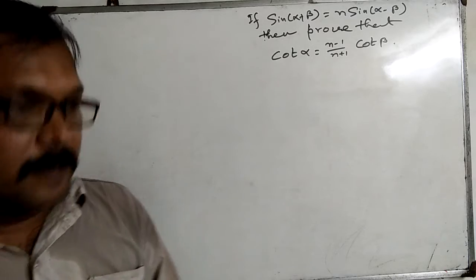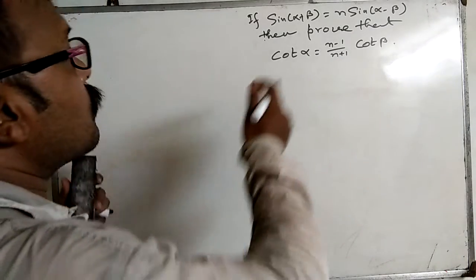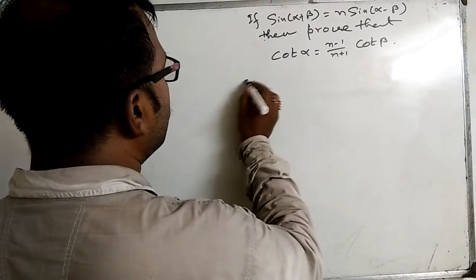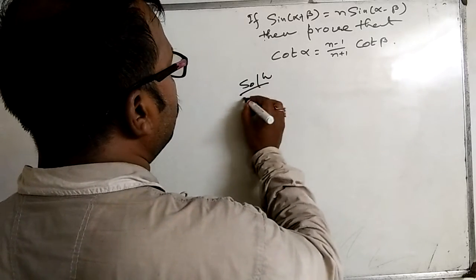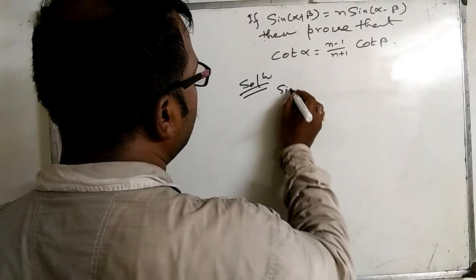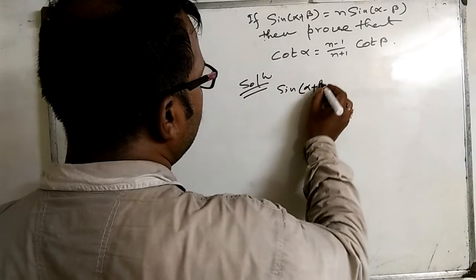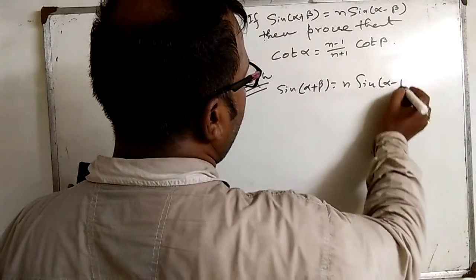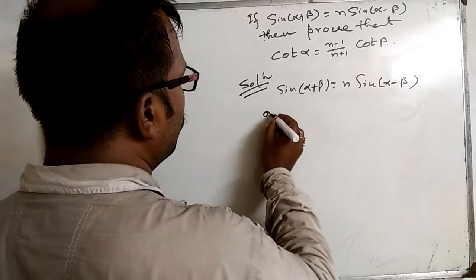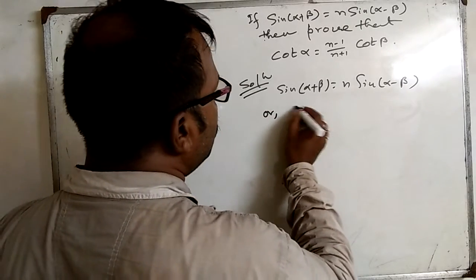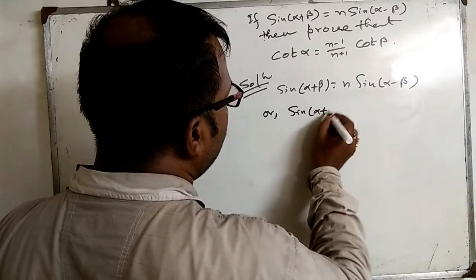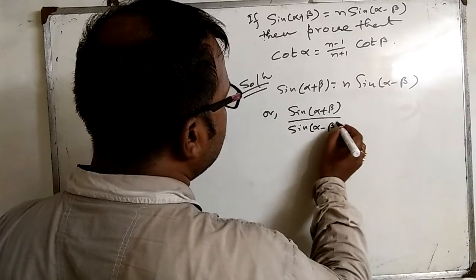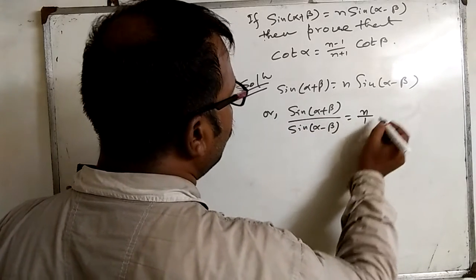Now start. So if sin of alpha plus beta equals n times sin of alpha minus beta, then prove that. Solution. I just start now. Sin of alpha plus beta equals n into sin of alpha minus beta, or sin of alpha plus beta by sin of alpha minus beta equals n by 1.